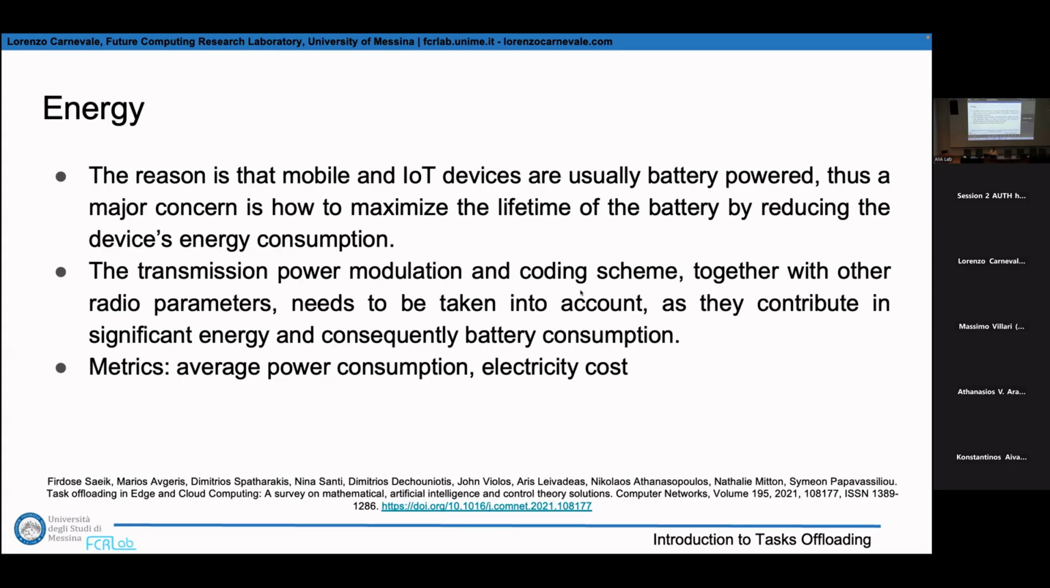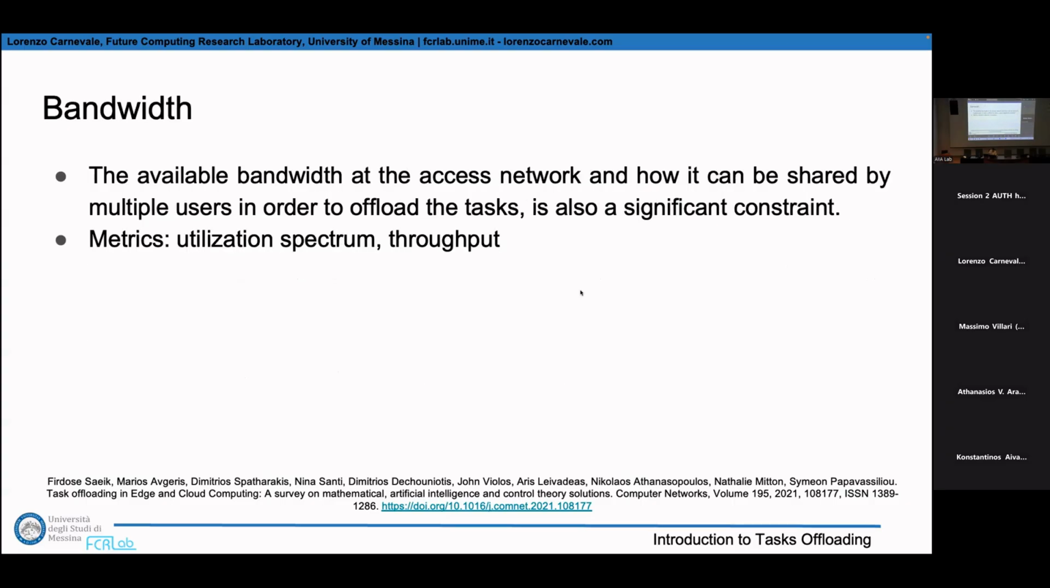We should understand what is the contribution of making computation versus the contribution of transmitting the input data and source code to the edge or the cloud. And typically the metrics involved here are the average power consumption or the electricity cost, for example. Let me also add the CO2. So the CO2 equivalent could also be something interesting in this case.